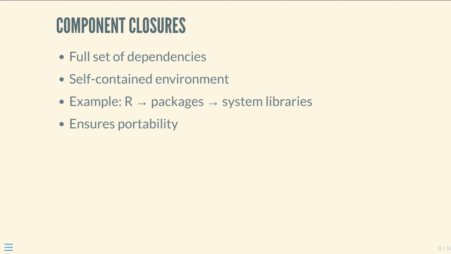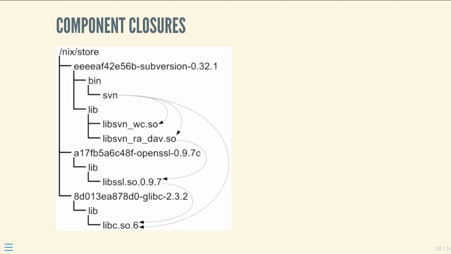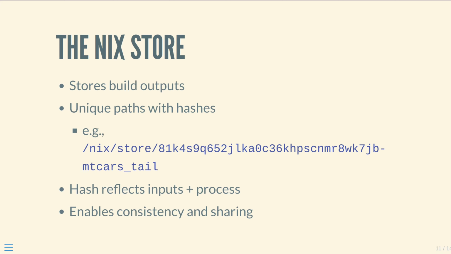And this ensures portability. This is a figure from the seminal paper by Eelco Dolstra that explains this concept. Here you see Subversion and some dependencies of Subversion, and you see how all of this forms a component closure.